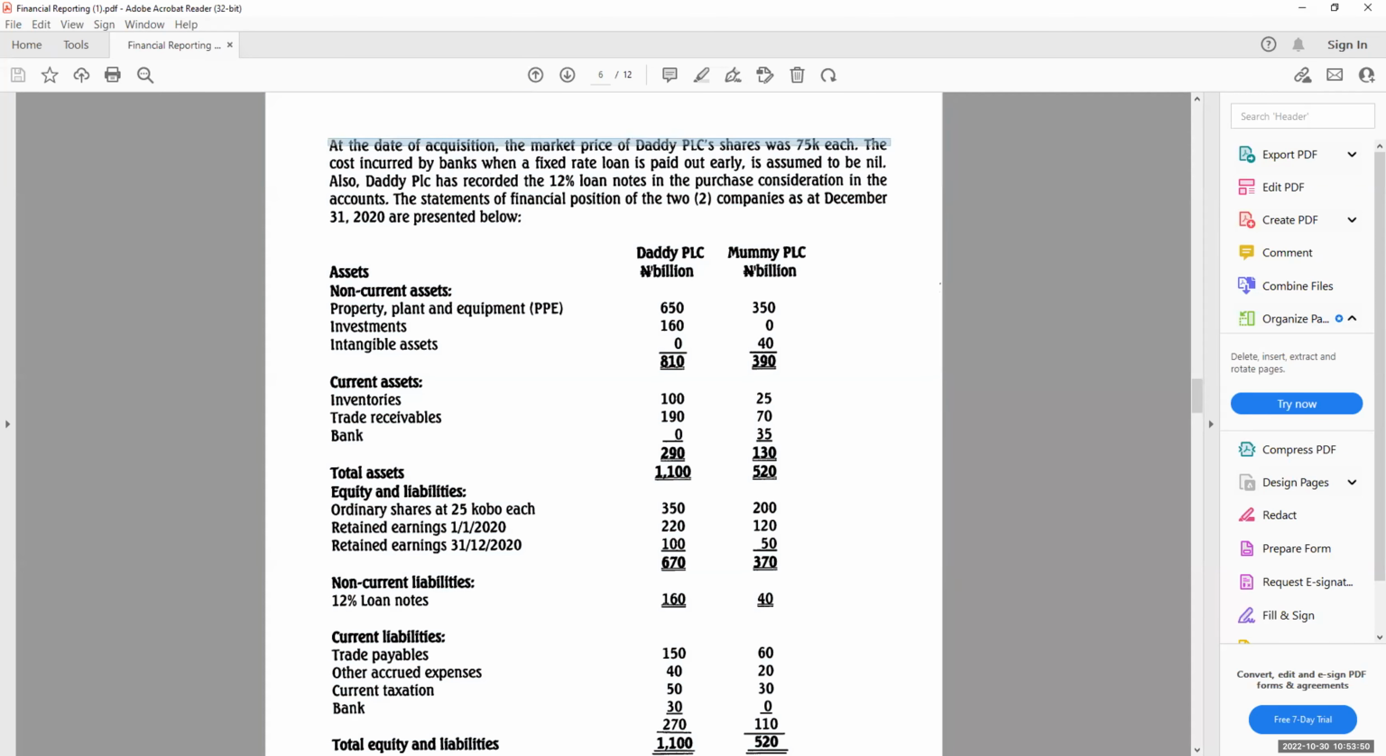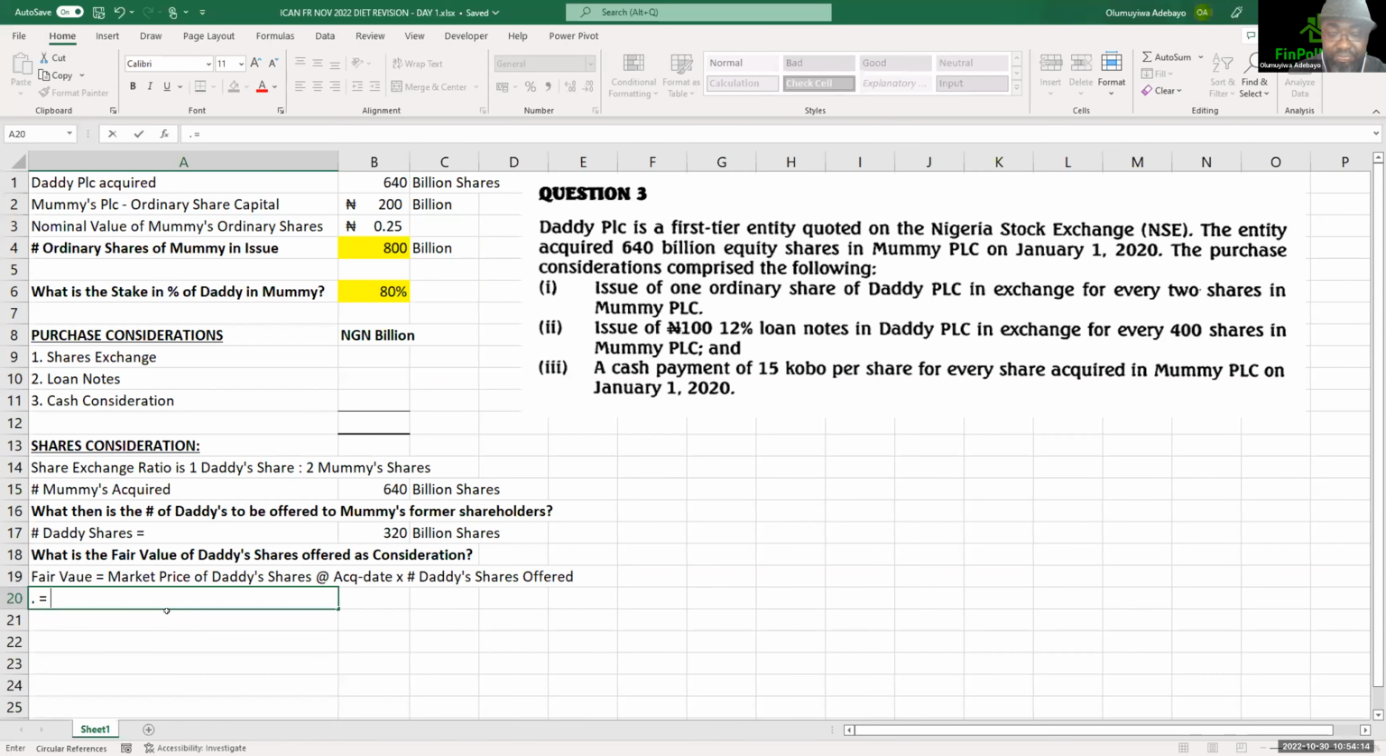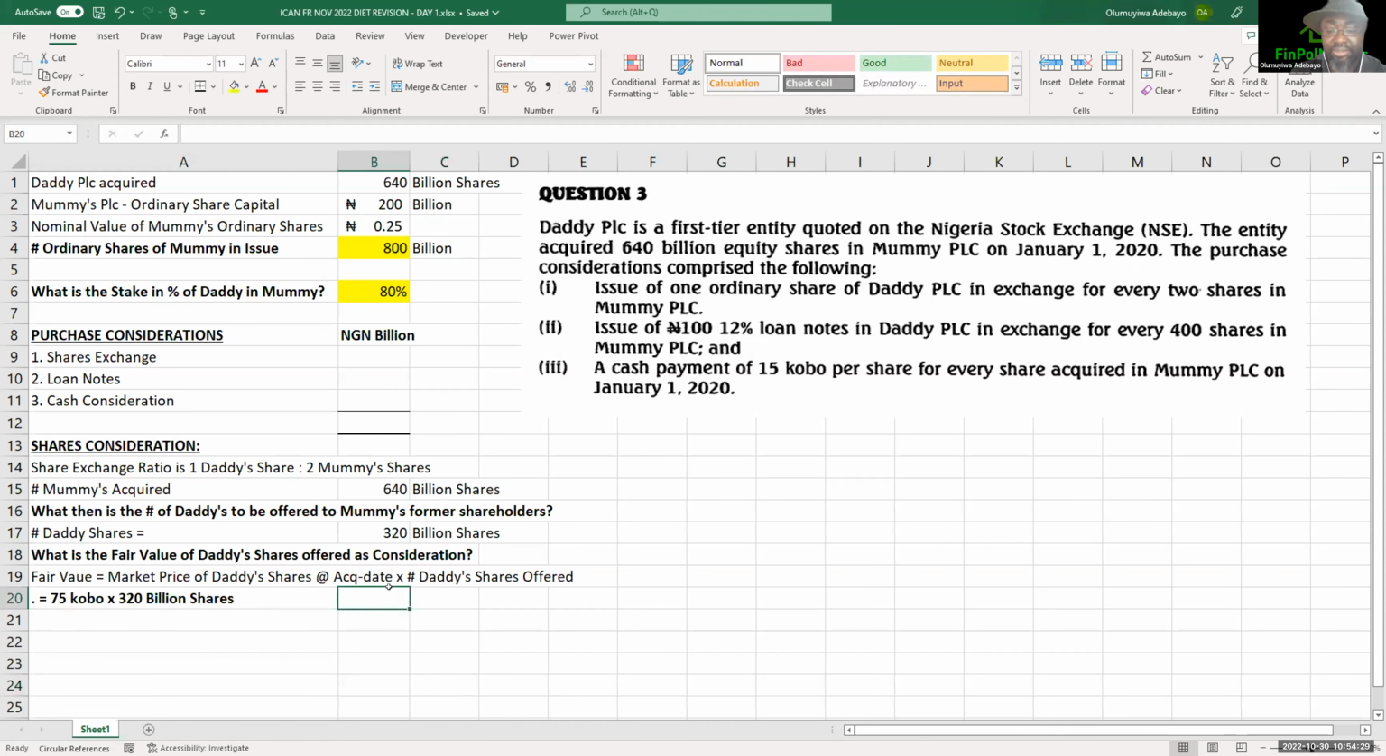Okay, we'll come back here and say 75 kobo multiplied by 320 billion shares. And therefore, what do I do here? 0.75 times this 320. And I get my Naira value. Okay, that is that. Which means I'll come here and say this is 240 in billions. Any question on this before we move to the second consideration, which is the loan notes?